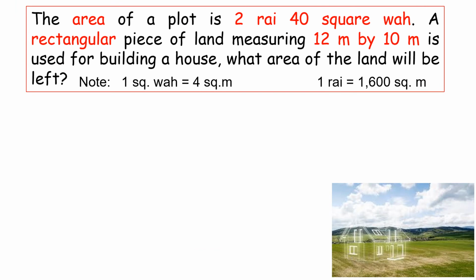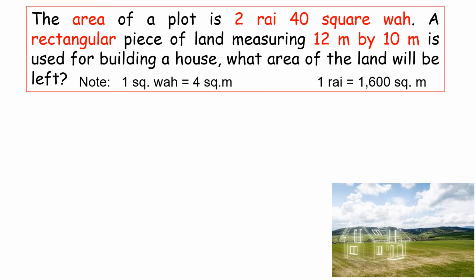Now, let us have the last one. The area of a plot is 2 rai 40 square wa. A rectangular piece of land measuring 12 meters by 10 meters is used for building a house. What area of the land will be left? So as you can see in the picture, this is the whole plot and you need a portion of it to build your house. So the area of a plot is 2 rai 40 square wa.